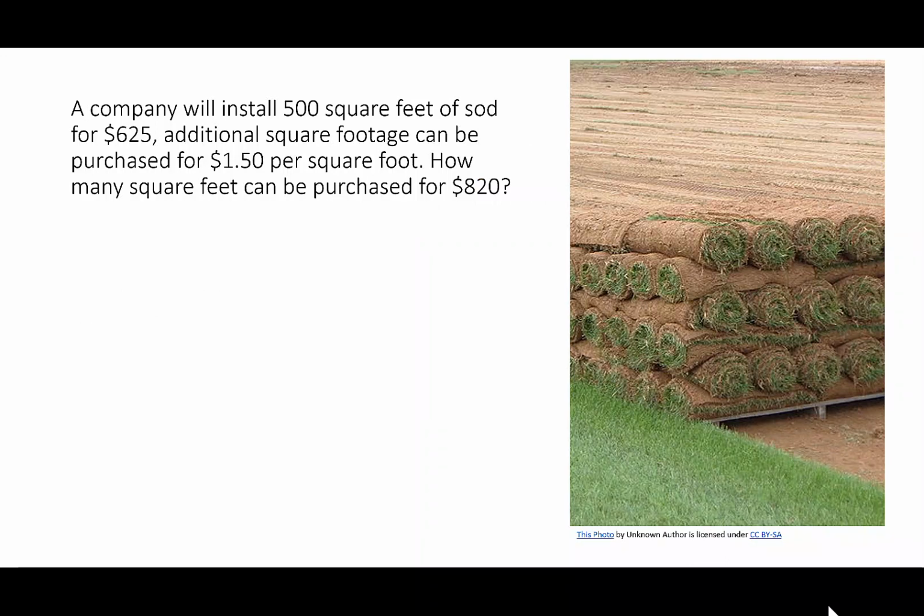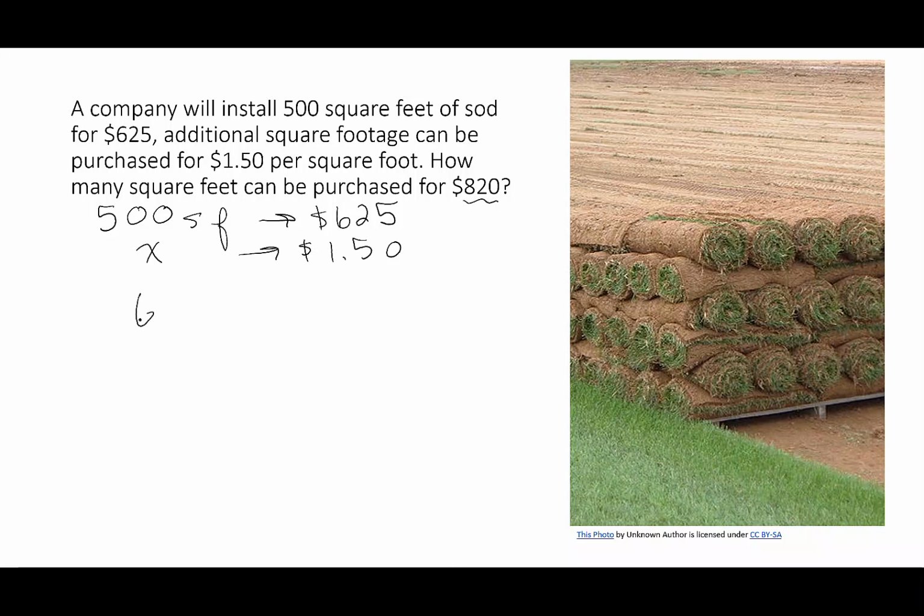A company will install 500 square feet of sod for $625. Additional square footage can be purchased for $1.50 per square foot. How many square feet can be purchased for $820? As we read through the problem, we can see that the 500 square feet has an associated cost of $625. Then each additional square foot, which we don't know how many more we will need, so let's call this X, can be purchased for $1.50 per square foot. And then we have this budget or spent amount of $820. That was our total cost.